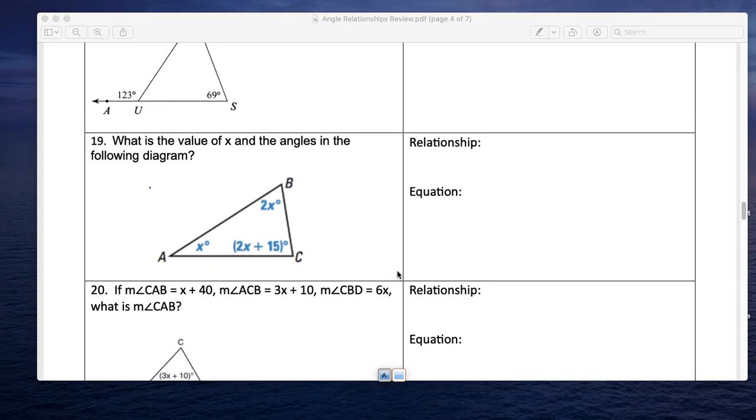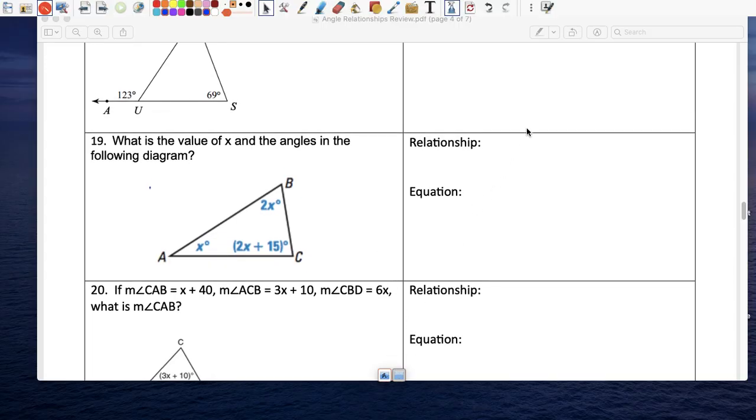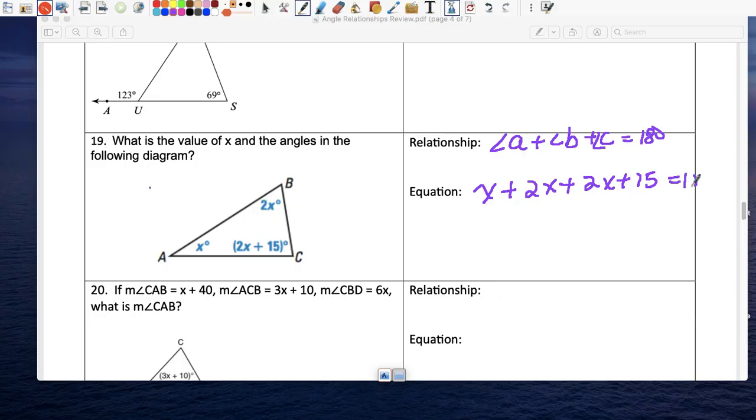What's the value of x? Oh, yeah, it's a triangle. So in the triangle, angle A plus angle B plus angle C equals 180. That's the relationship, right? The sum of the angles in a triangle is equal to 180. In this case, the angles are x, 2x, and 2x plus 15. All three angles added together equals 180.